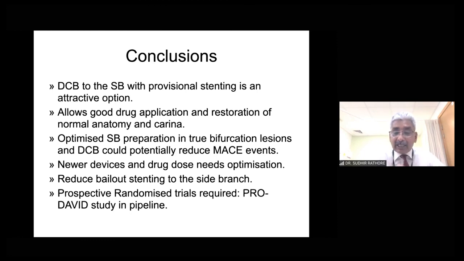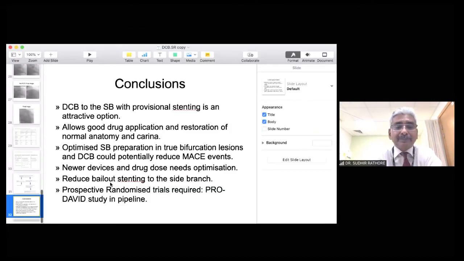Randomized trials are required, and there is one of these trials proposed, the EBC Pro-DEBT study, in the pipeline, and other options are also being considered to treat a true bifurcation lesion with drug-coated balloon. Thank you. I'd like to stop, and I'm happy to take any questions.